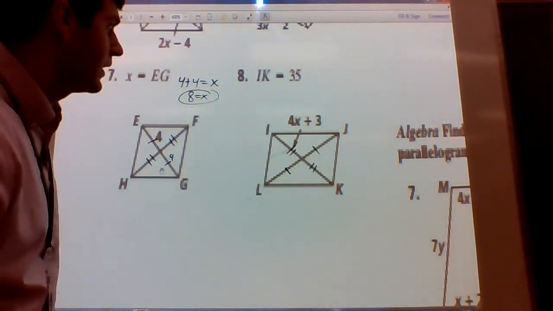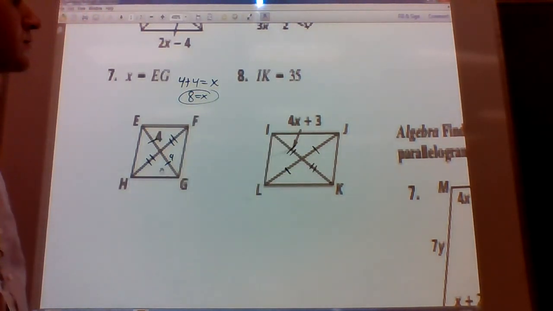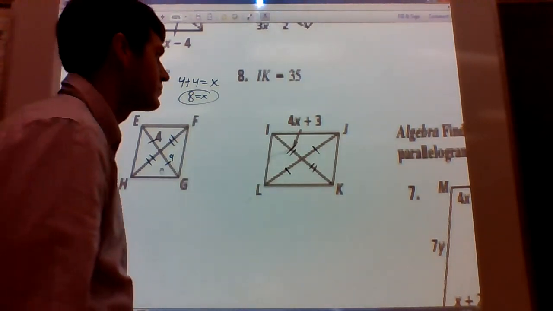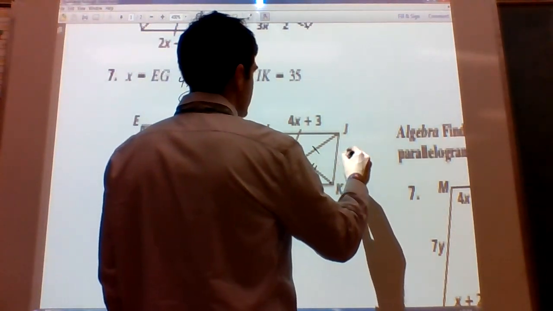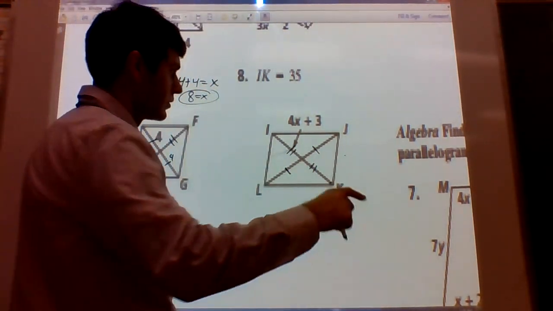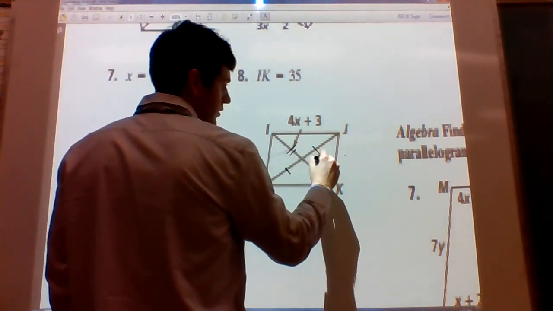Okay, it's telling us JK is 35. Or IK. Hard to see this close. It looks like IK on your screen. So IK. So again, if this is 4x plus 3, this was also 4x plus 3.